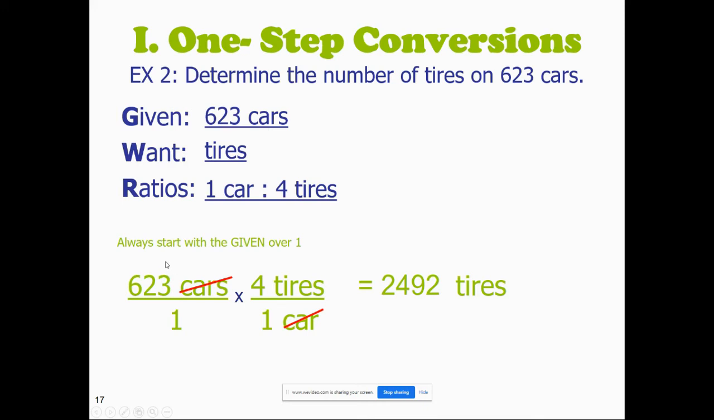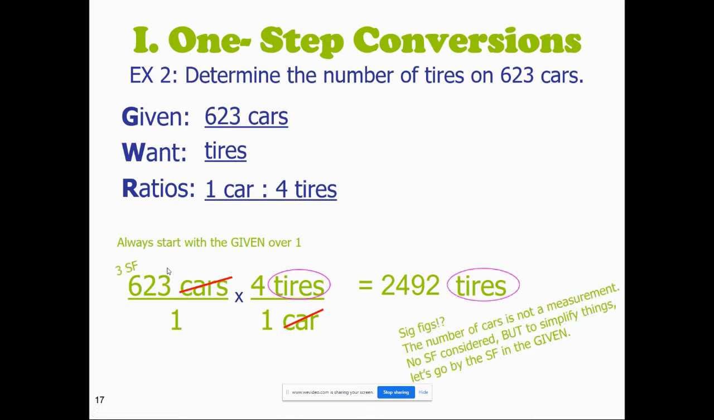This is infinite because you have 623 cars exactly. For every car, you have exactly 4 tires. So this should be infinite significant figures. You can just write it like that. However, for this case, let's just pretend we're going off of the very first number, and so we'll just say 3 sig figs. So if you were going to do 3 sig figs, you would just write 2,490 tires. That's 3 significant figures.